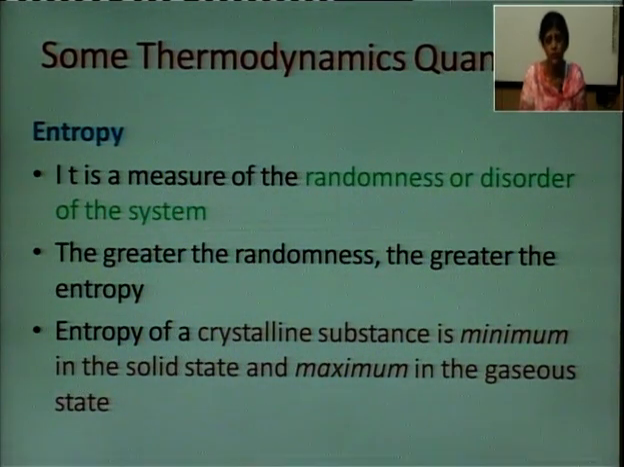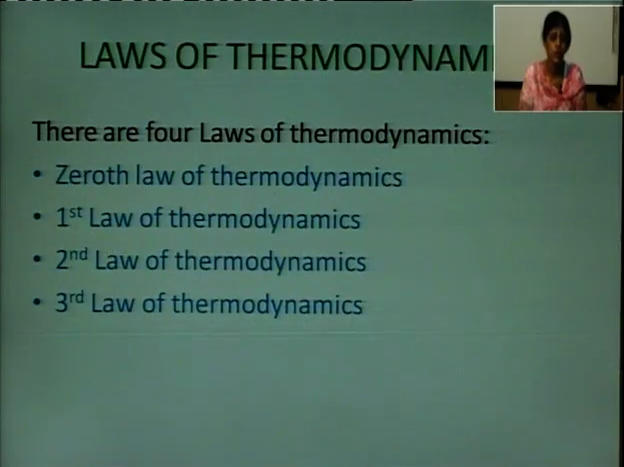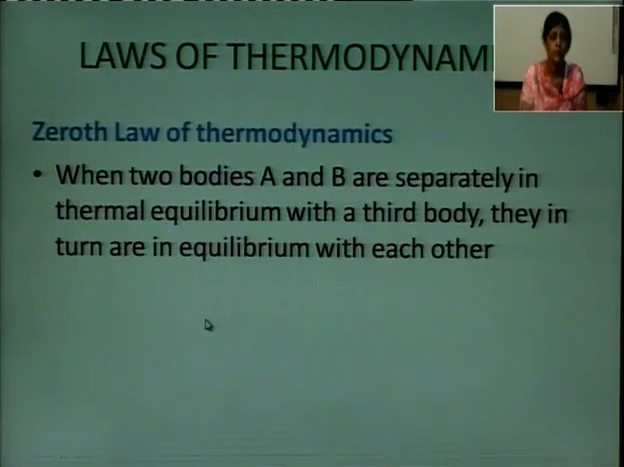Now, in short, I will be discussing the laws of thermodynamics. We have 4 laws of thermodynamics: the zeroth law, the first law, the second law, and the third law of thermodynamics. The zeroth law states that when two bodies are separately in thermal equilibrium with a third body, they in turn are in equilibrium with each other. For example, we have two bodies A and B, and they are in equilibrium with the third body, touching the third body. So, they themselves are in equilibrium with one another. This is the zeroth law.